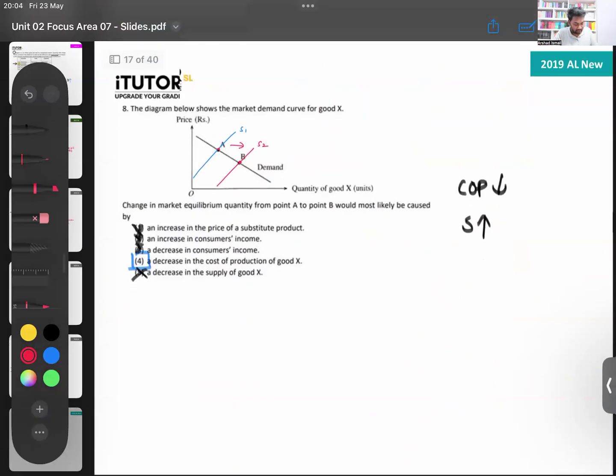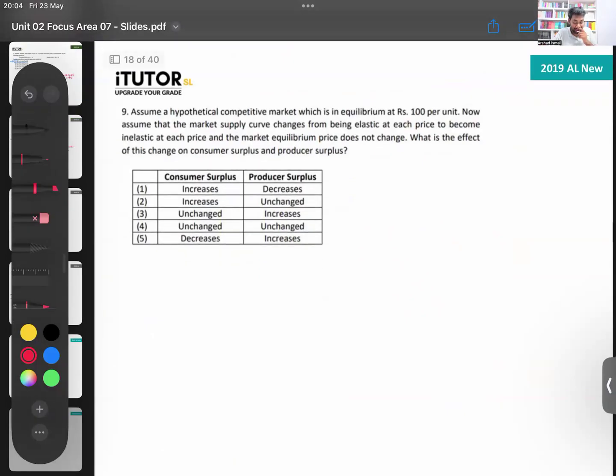4. Then moving into the next one, 2019 question number 9. This one is asking, assume a hypothetical competitive market which is in equilibrium at 100 per unit. Now assume that the market supply changes from being elastic to being inelastic. What is the effect on consumer surplus and producer surplus? Again, you have to draw.